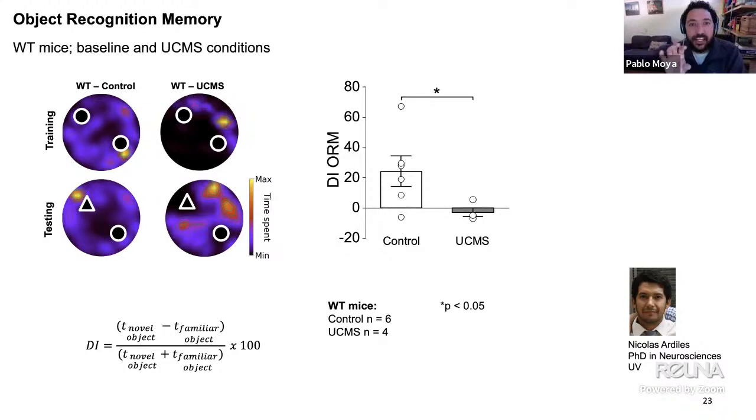It is known that chronic stress impairs memory in mice. So the mice that underwent the chronic stress were also tested in object recognition and object location. This is the establishment of the parameters, again very preliminary, in the wild-type mice. So there is a reduction in the discrimination index, and the same happens for the object recognition task.